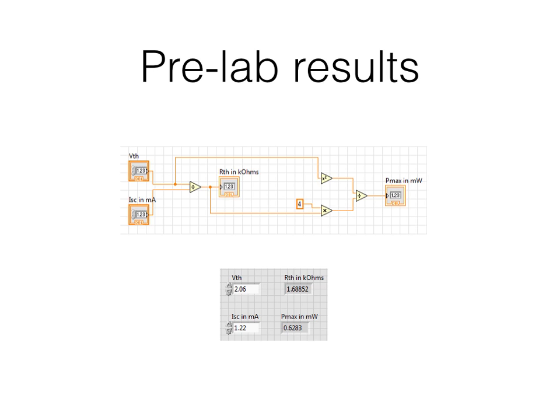The next step in the pre-lab is to calculate the R Thevenin as well as the max power that can be transferred across the load. To do this, we construct a VI. An example is shown.